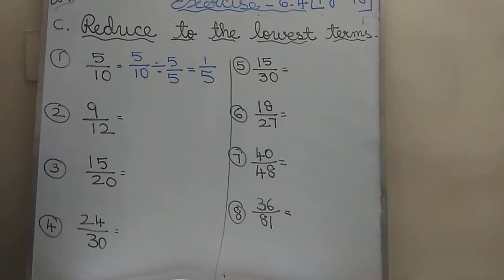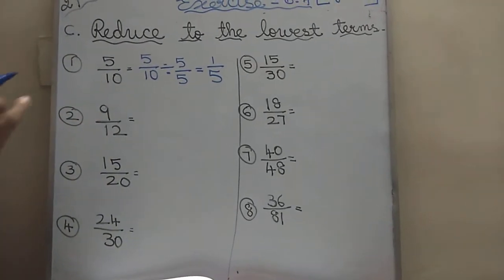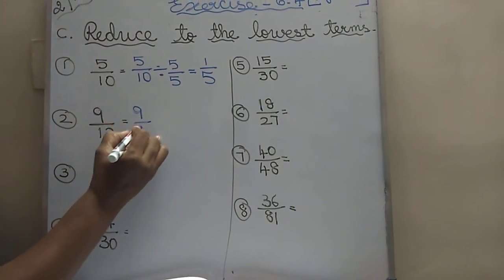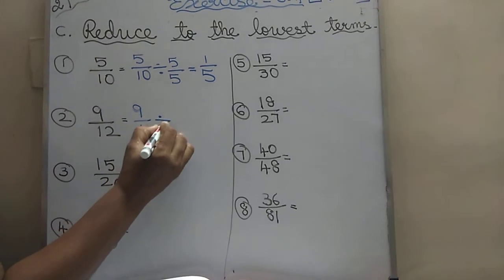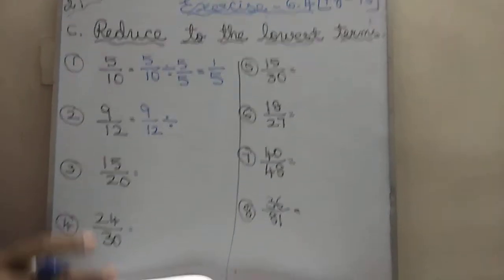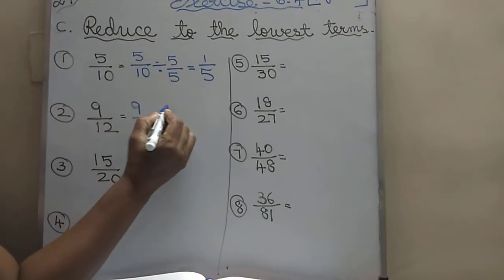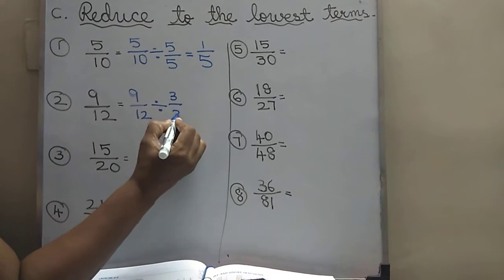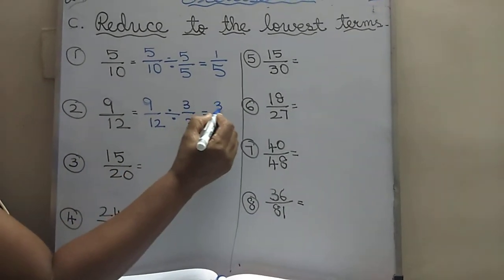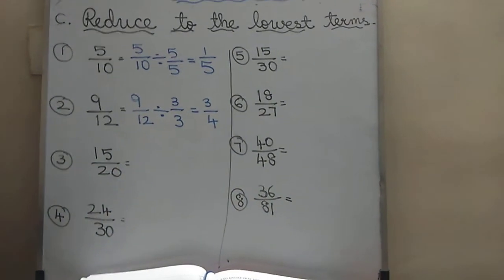So the second one, 9 by 12. See, these both go in which table, children? See 9 by 12. It goes in what table? See, any guess you have, children? If you are thorough in tables, it will be very easy. So what does it go in? It goes in the 3 table. 3 by 3. So what answer? 3 3s are 9 and 4 3s are 12. Fractions are very easy, isn't it?